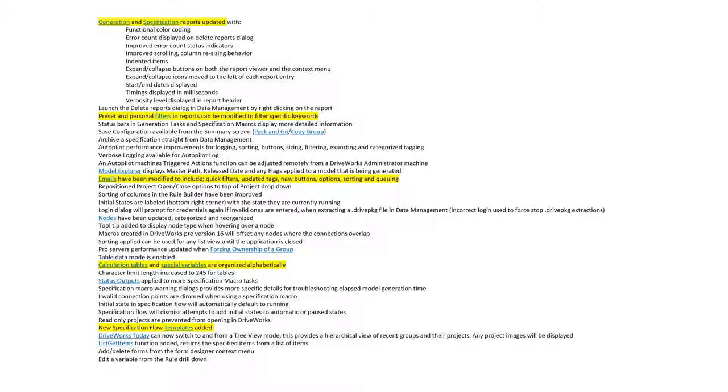Timings have been added in there also, because we know that often when generating a new specification in SolidWorks, some of those parts go pretty fast, and we need them in milliseconds as well. Also, what I liked was that now you can have preset and personal filters in your reports. And those can be modified to filter specific keywords. So instead of trying to scroll down in the report, now you can filter with keywords. This will make your life pretty much easier and quicker.